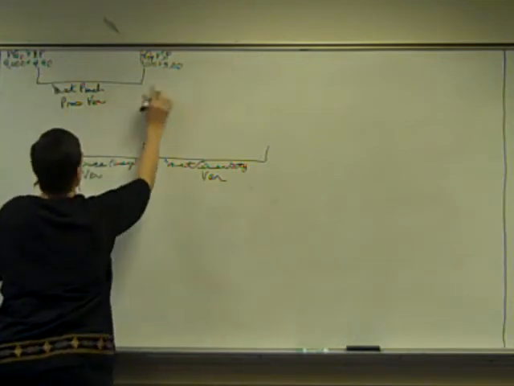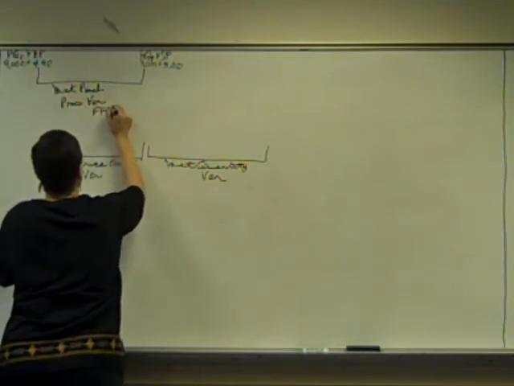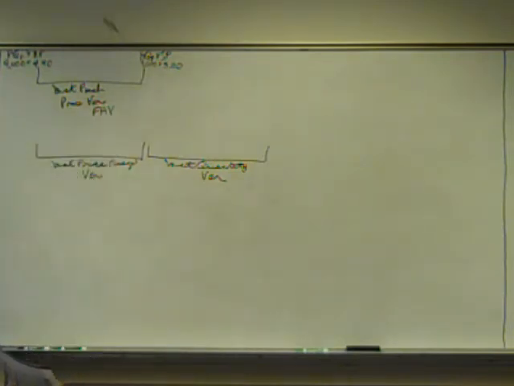Right away, we spent less. This is going to be a favorable variance. That does not mean it's good. It just means we're under budget.